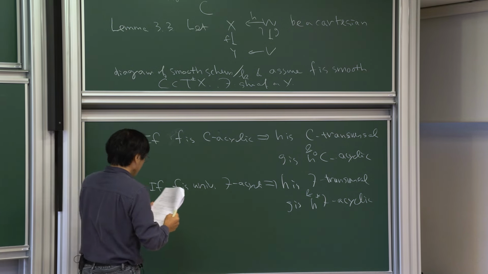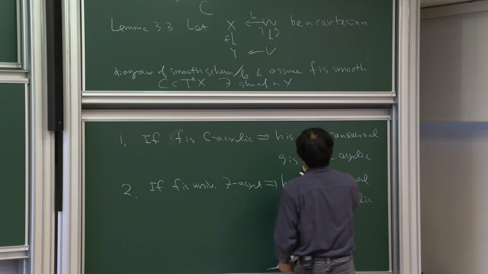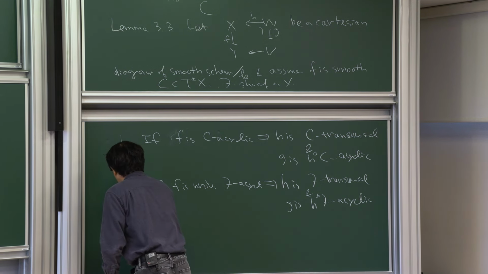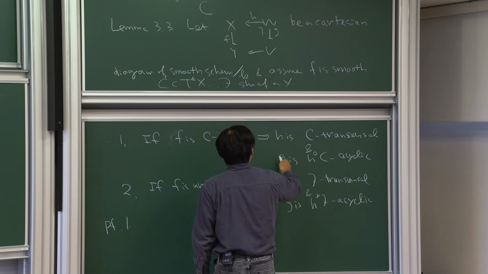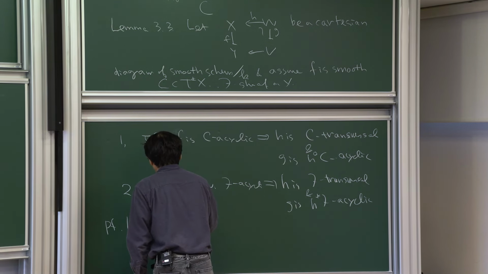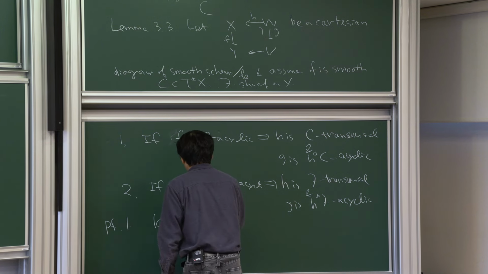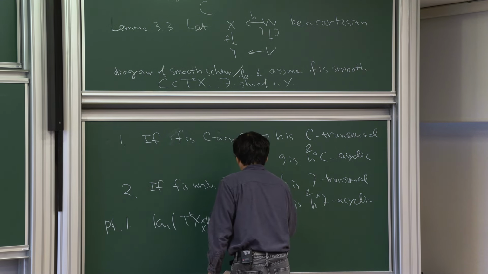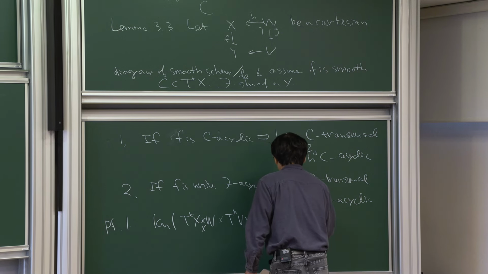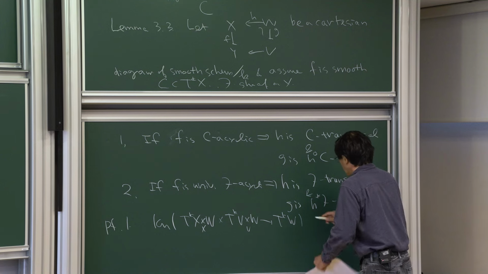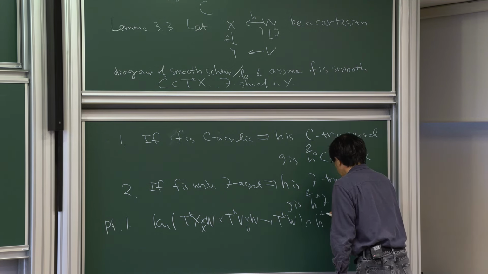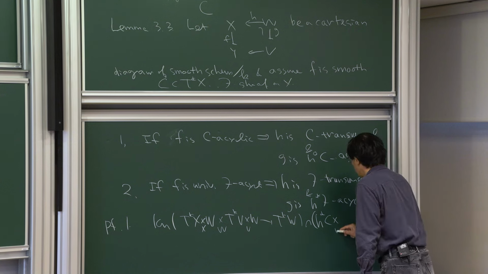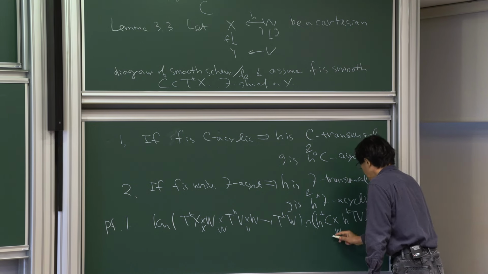Okay, this claim is rather easy because the combination here means that this pair H and G is C-acyclic. So the conclusion means that the kernel of T*X times T*V to T*W, intersected with H*C cross H*TV, is a subset of the section.